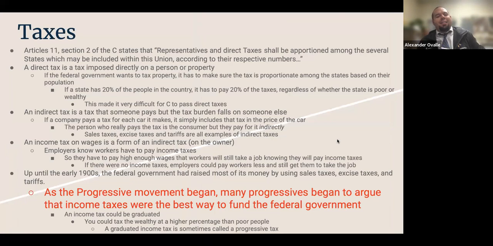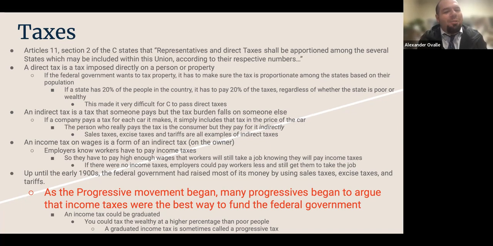All right, taxes. Article 1, Section 2 of the Constitution says representatives and direct taxes shall be apportioned among the several states which may be included within this union according to their respective numbers. A direct tax is a tax imposed directly on a person or property. So if the federal government wants to tax property, it has to make sure that the tax is proportionate among the states based on their population.